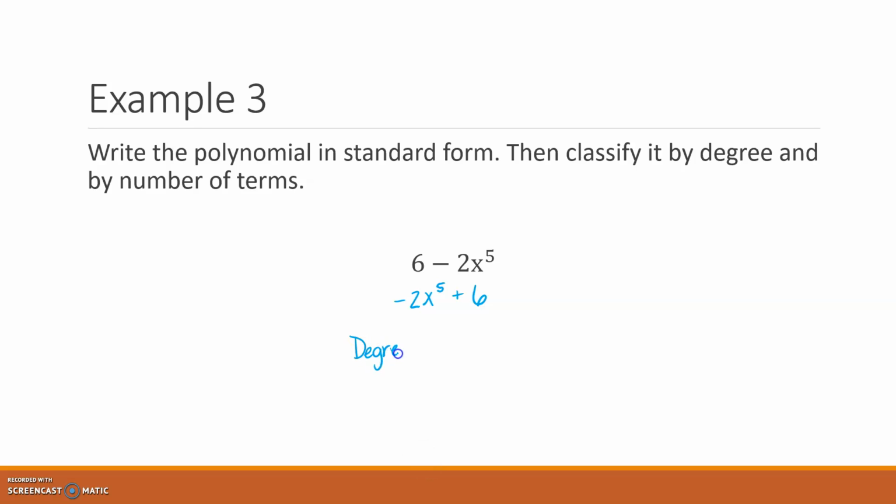Degree is 5. Number of terms is 2. So because it's a degree of 5, we would call it a quintic. And number of terms, since it's 2, we'd call it a binomial. So I'm going to call this all together a quintic binomial.